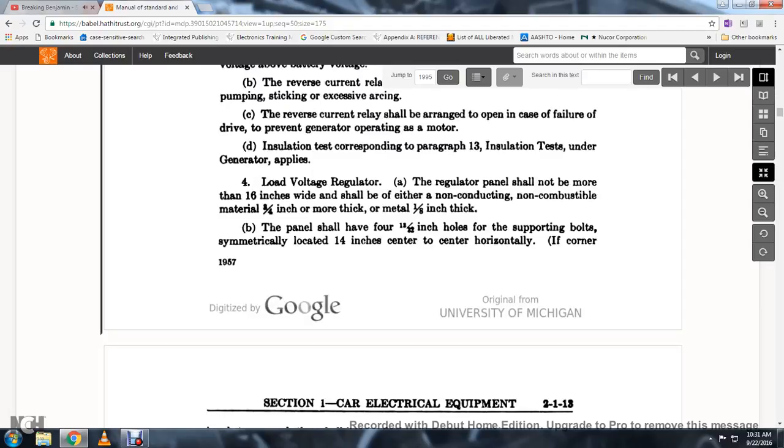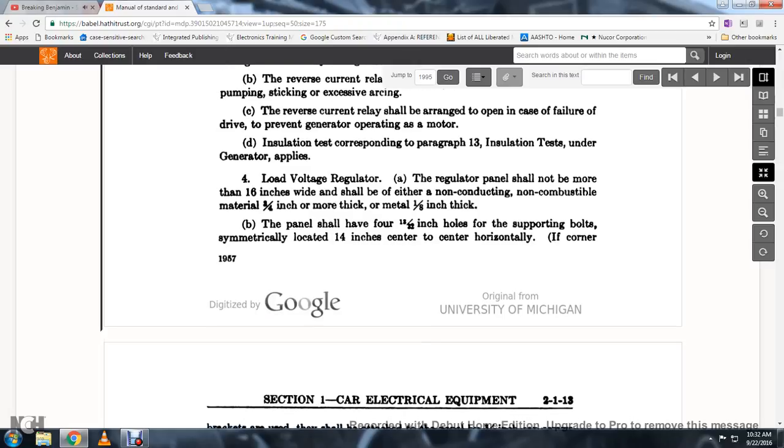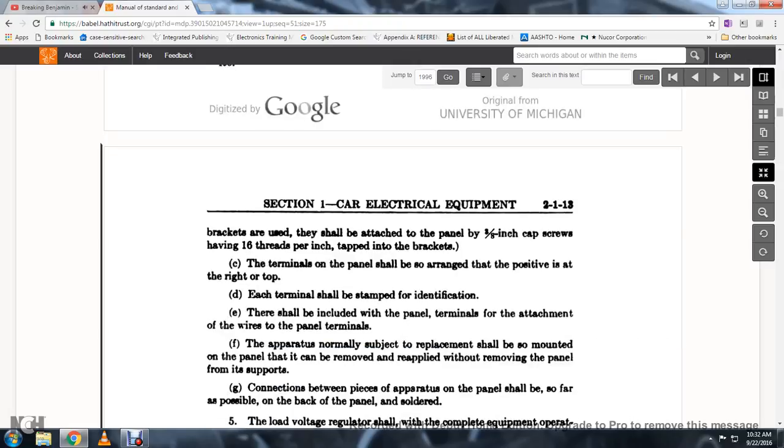4. Load voltage regulator panel. The panel should not be more than 16 inches wide and shall be either non-conducting, non-combustible material of 3/4 of an inch or more thickness, or metal of 1/8 of an inch thickness. The panel shall have not more than 4 13/32 holes, and supporting bolts are symmetrically located with 14-inch center to center horizontally. If corner brackets are used, they shall be attached to the panel with 3/8-inch cap screws having 16 threads per inch tapped into the bracket.